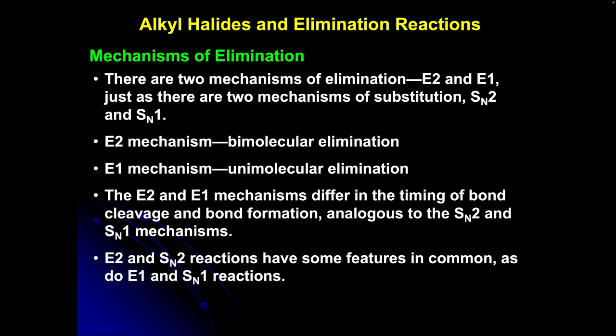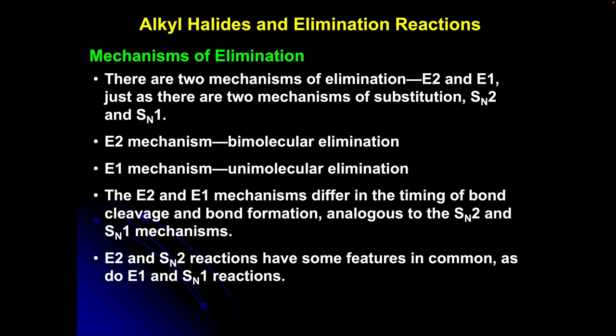So, just like we have SN1 and SN2, we have two types of elimination. We have E1 and E2, okay? The E2 mechanism, what do you think the rate's going to be dependent on? Both the base and the alkyl halide. That's right, the base and the alkyl halide. Just like the SN2 reaction. E1, unimolecular, so only on the starting material? Yep, that's right, only the alkyl halide plays a role.